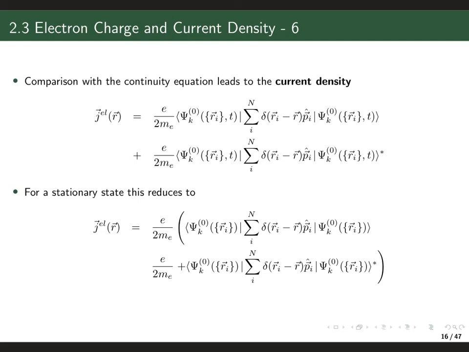And here that's the current density where we have a time-dependent wave function, and then for a stationary state we can reduce this by going just from a time-dependent wave function to a time-independent wave function, and here we have the current density for a stationary state.